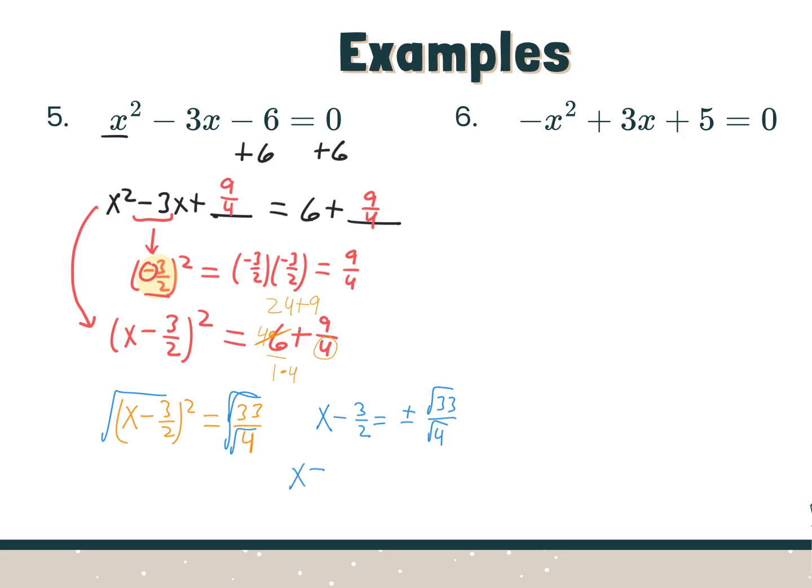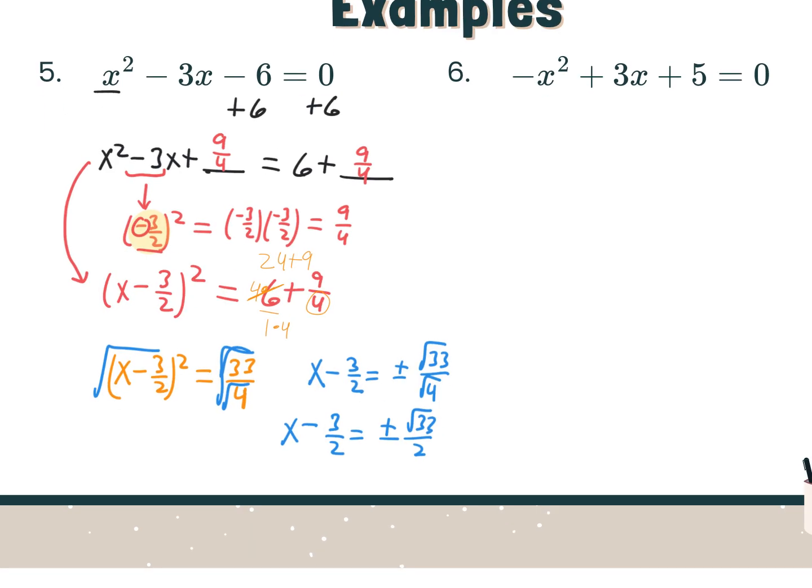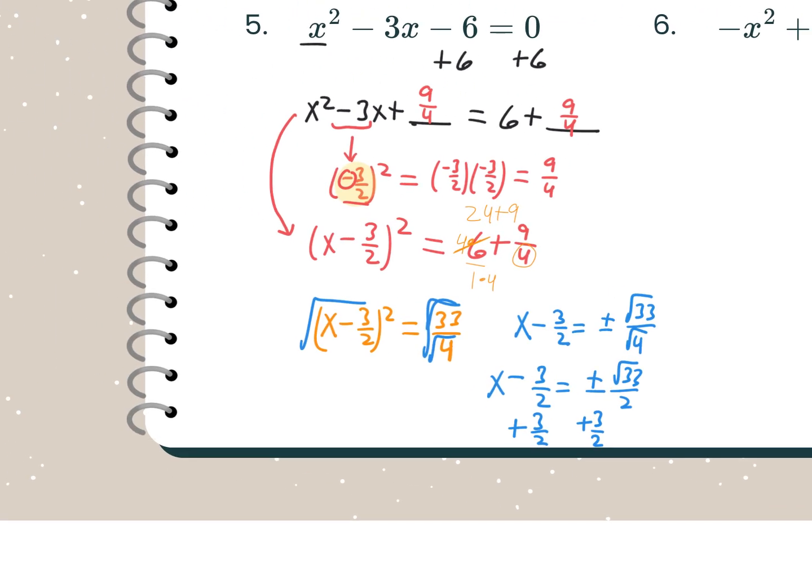So then I get x minus 3 over 2 equals plus or minus the square root of 33 over 2, all right? And then from here, you can add 3 over 2 to both sides to get the x by itself. And then I get, let me write it on this side here. It's going to be x equals 3 over 2 plus or minus the square root of 33 over 2. And then you can write your answer like this. This is perfectly acceptable. Or you can also write it as 3 plus or minus the square root of 33 over 2, right?